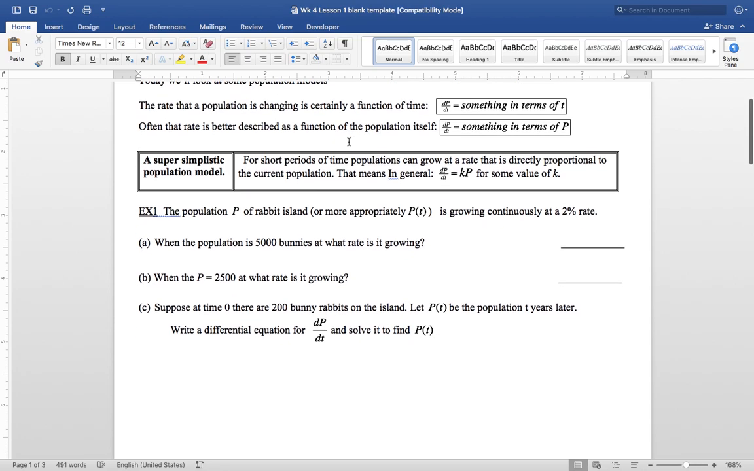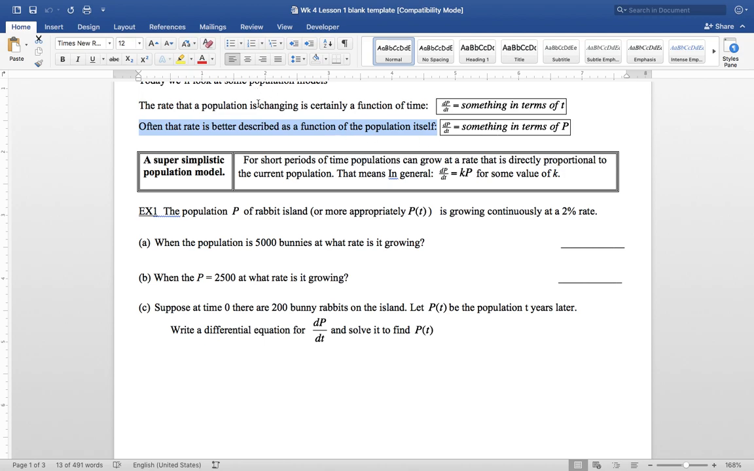So first of all, one way that we could describe the rate of change of a population is the following. We could say that the rate of change of the population is a function of time. Okay, now what that's saying is that the rate at which the population changes depends upon time. Now that's certainly true. However, you can also say that the rate of change of the population is actually a function of the population itself.